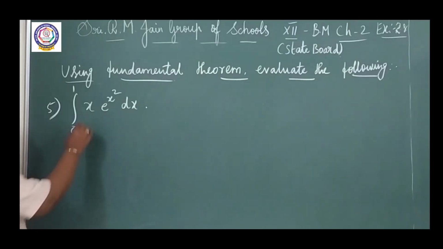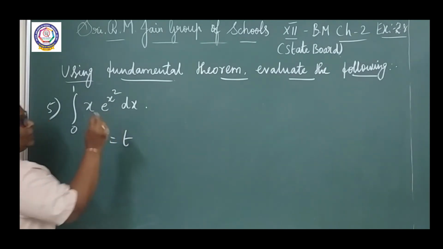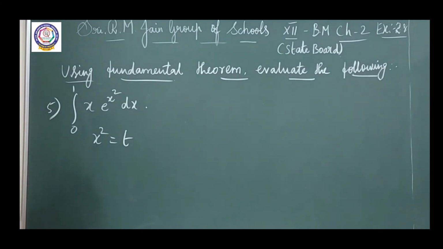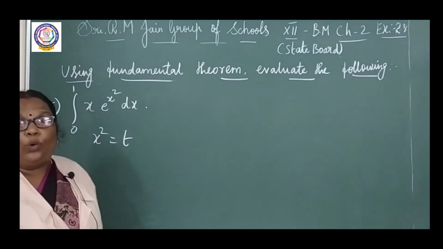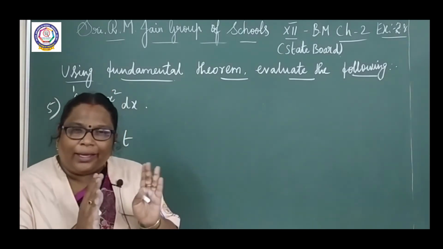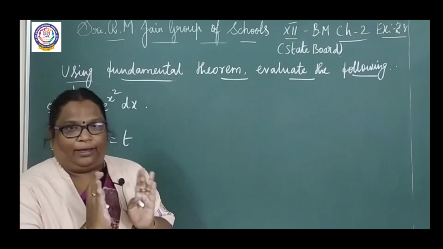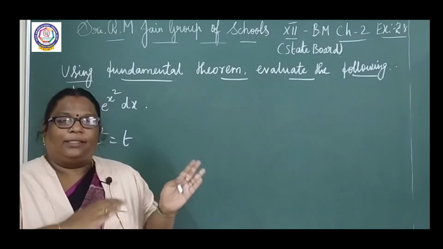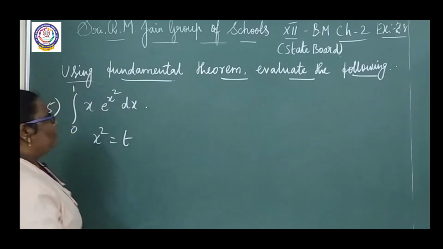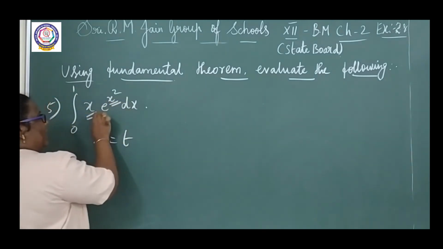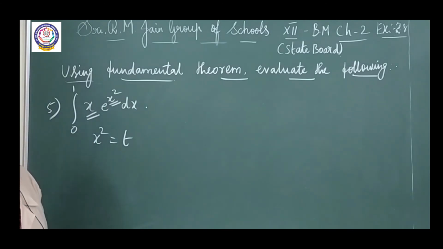See, x square, if it comes like this, you can take it as x square equal to t, because differentiation of x square is 2x. You neglect that constant term, but x is there. If you see x square and x, you can take x square as t.